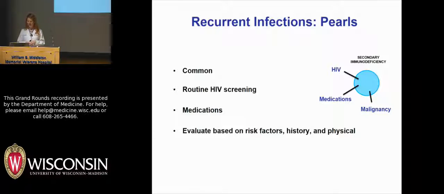And this can be based on the history, the physical, and other family history. And one important consideration I just want to mention again is considering malignancy and new onset neutropenia for patients with recurrent skin and soft tissue infections and unusual infections.